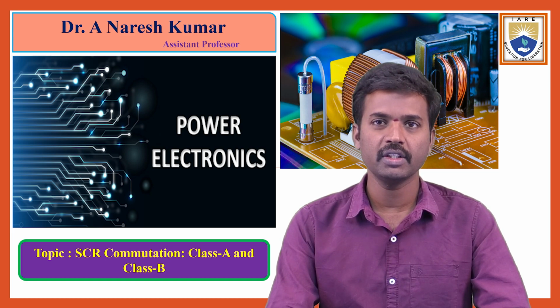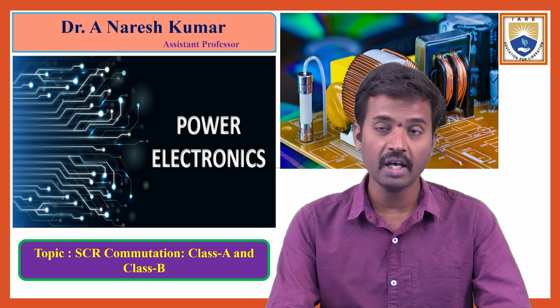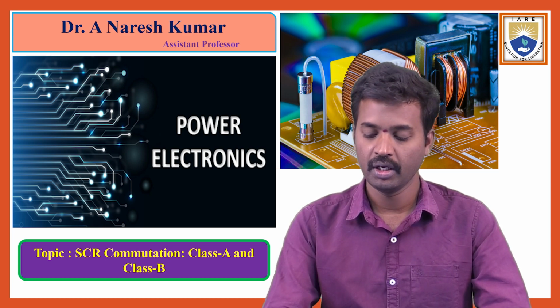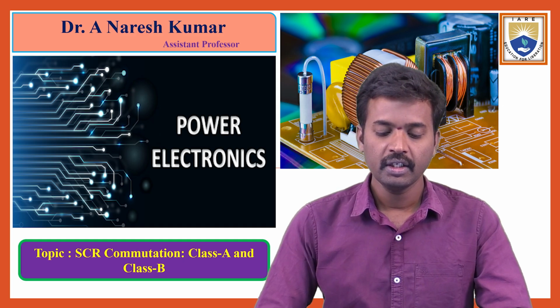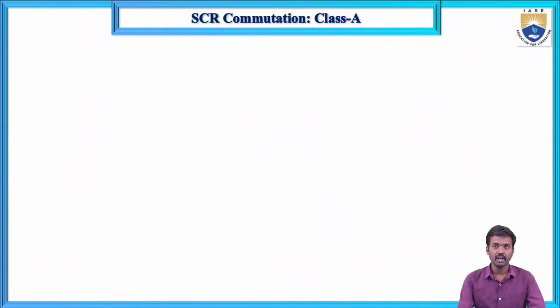Today we are going to have a discussion on SCR commutation in Class A and Class B. First, I will explain Class A commutation. So, what do you mean by commutation? Commutation means the turn-off process of SCR is known as commutation of SCR.